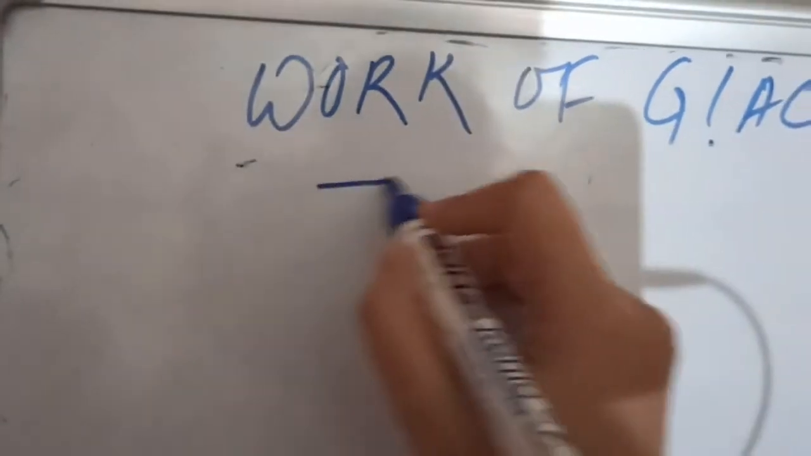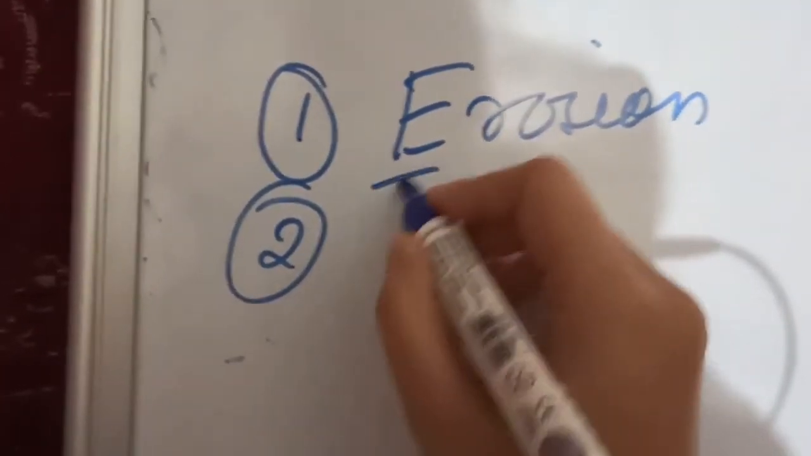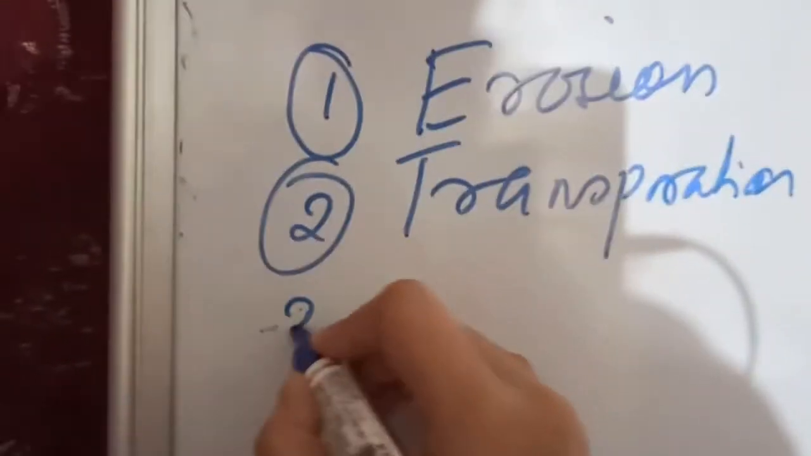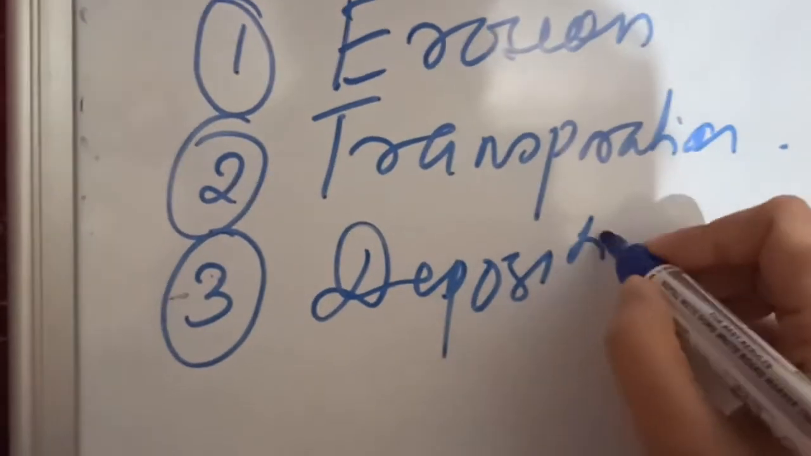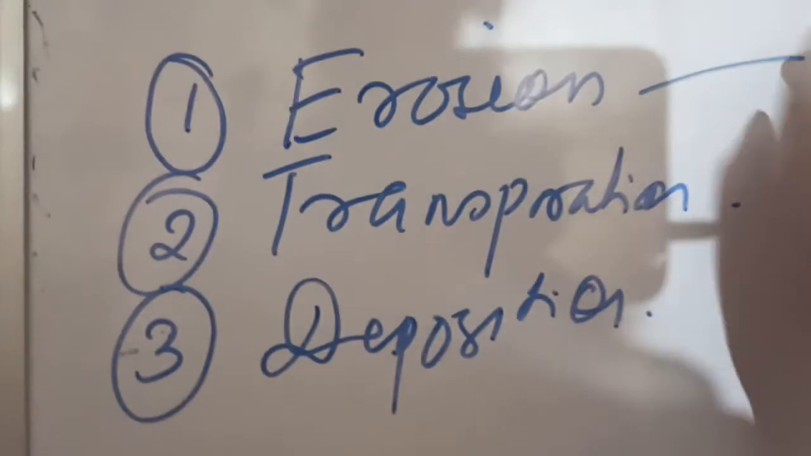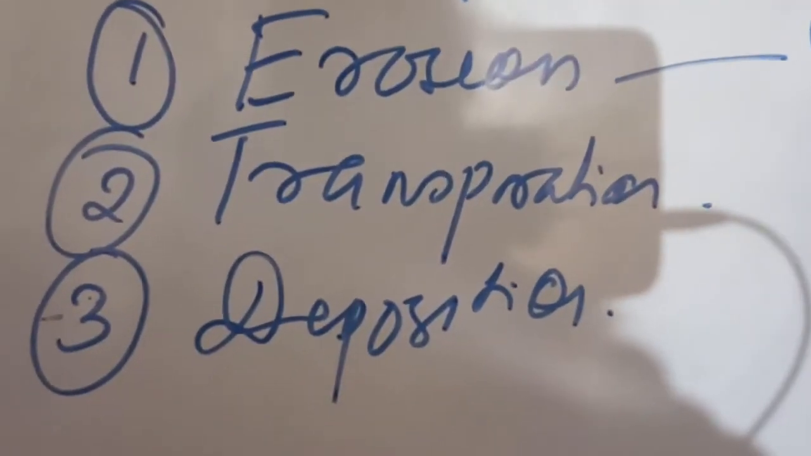Now I'm coming to the main topic, the work of the glacier, or how the glacier works. Like the work of the river, the glacier also works through three processes. One is erosion, then transportation, and the next one is deposition. Erosion, we all know, is the wearing away of things. It works in two processes. One is plucking.